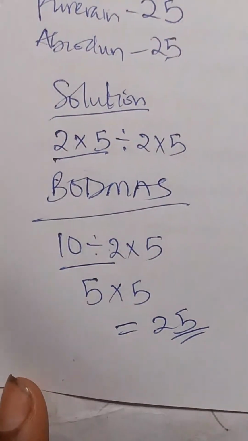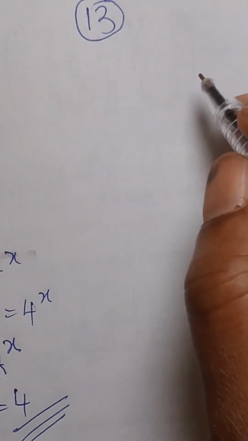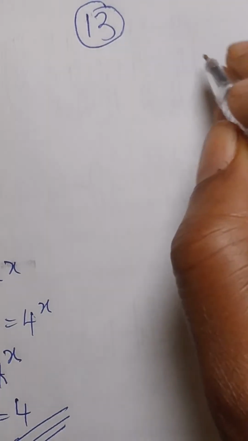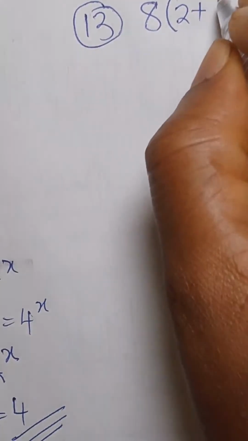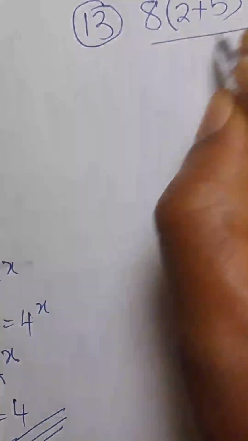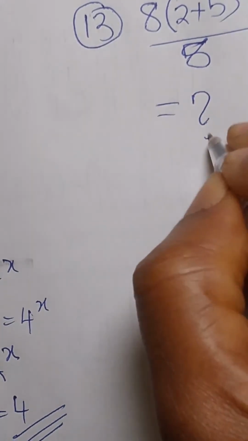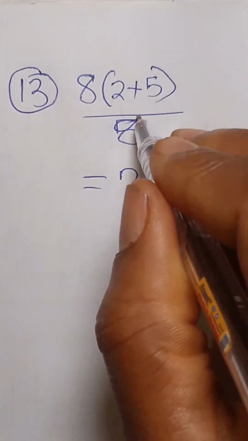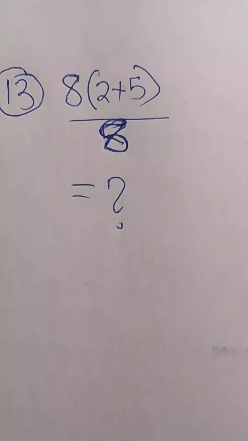So have you seen the solution to the question? Let's go to the next question. That is question number 13. On question number 13, we have 8 bracket 2 plus 5, all over 8, is equal to what? Please don't mind my 8, this is 8 here. If you know the answer, help me solve it.